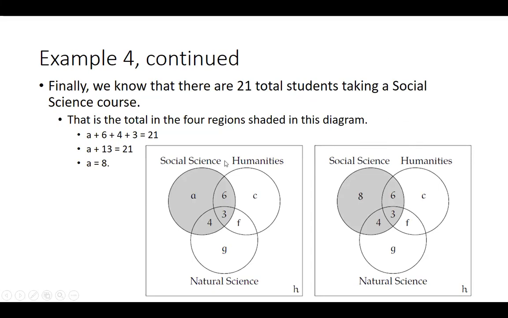Finally, we know that there are 21 total students taking a social science course. 21 would be everything in the social science circle. That is 4 regions added together. A plus 6 plus 4 plus 3. So A plus 6 plus 4 plus 3 is 21. That means A plus 13 is 21. And some algebra tells us that A must be 8. So 8 is what we replace A with.